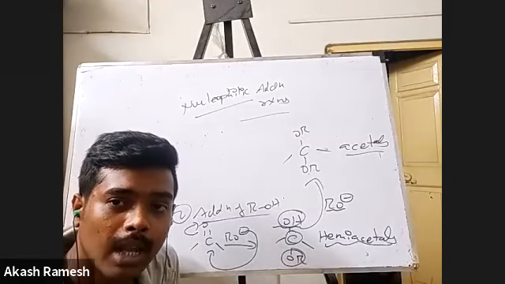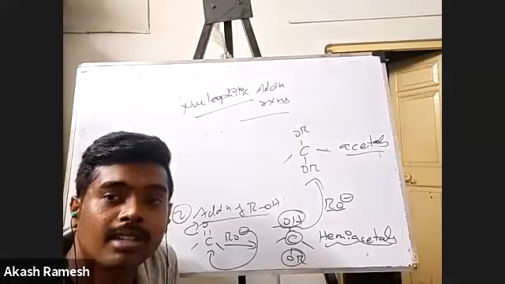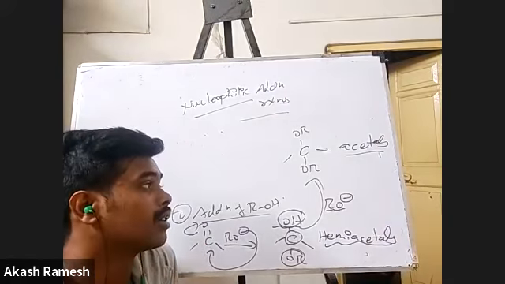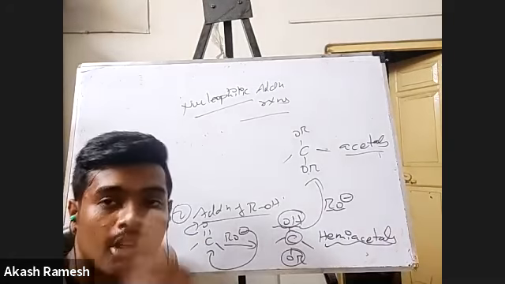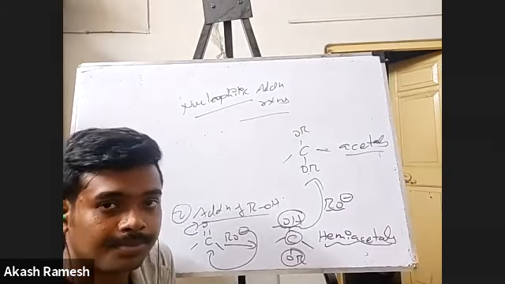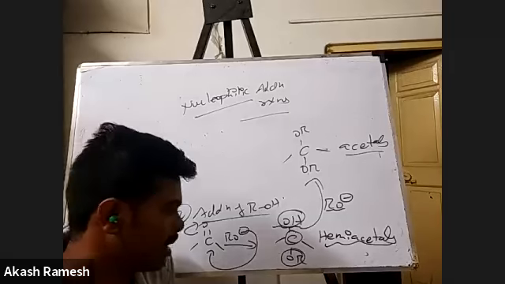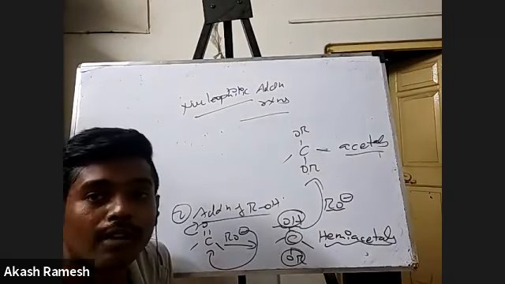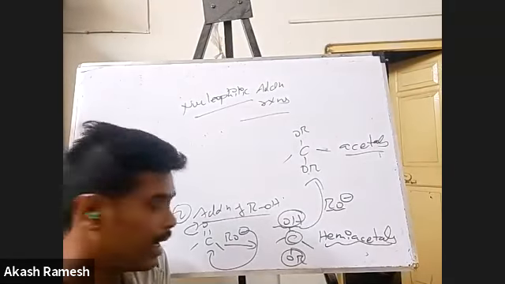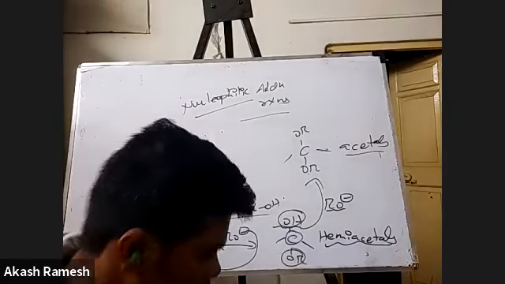So what is the difference between hemiacetals and acetals? Hemiacetals have one OH and one OR on the same carbon atom, and in the case of acetals, two ORs on the same carbon atom. Those are called acetals. So this is an example of addition of alcohol, again a nucleophilic addition reaction. Fine. Moving on.